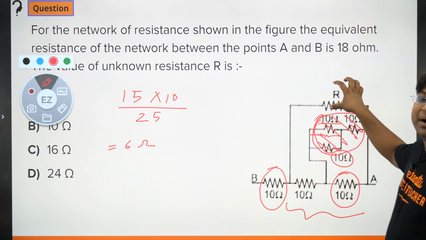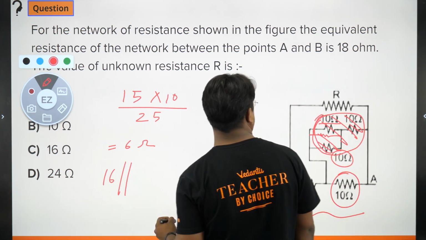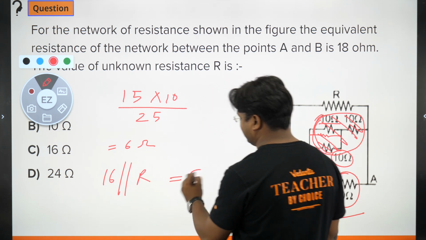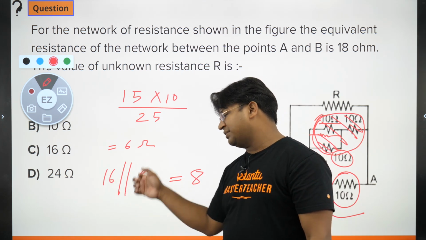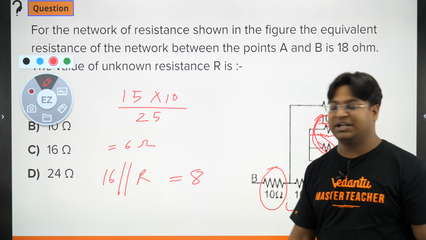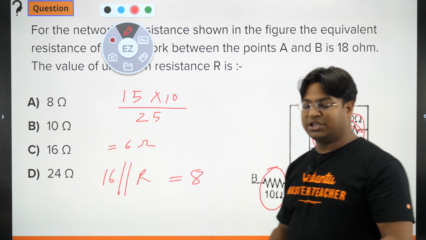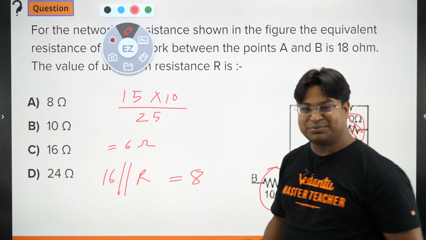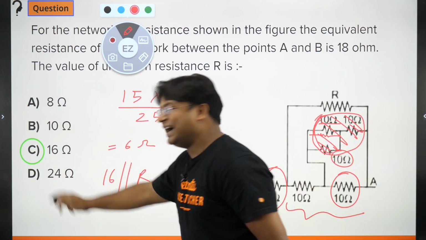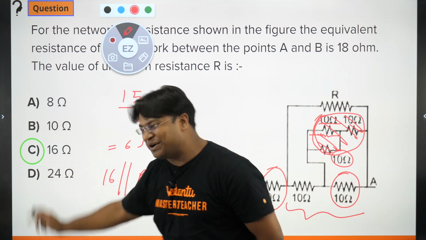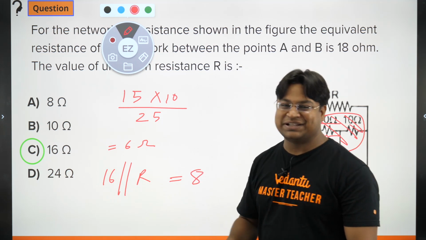16 is in parallel combination with R. So 16 parallelly combined with R gives us 8, which obviously means that R should also be 16 ohm, because only then 16 parallelly combined with 16 is going to end up as 8. So R should be 8 ohms. All right, A option should be the correct one. No, not A option. I said R should be equal to 16, so C option should be the correct one. I'm sorry, my bad. I said 16, but it happens sometimes in the examination also, right?